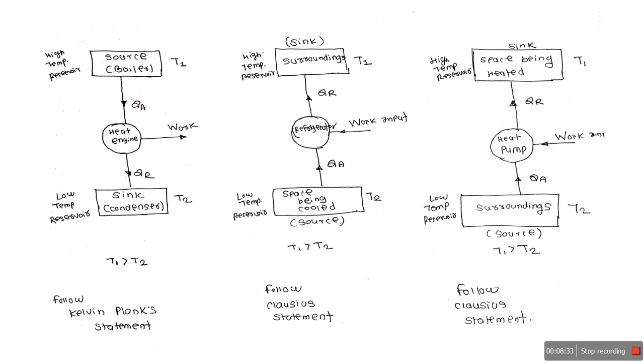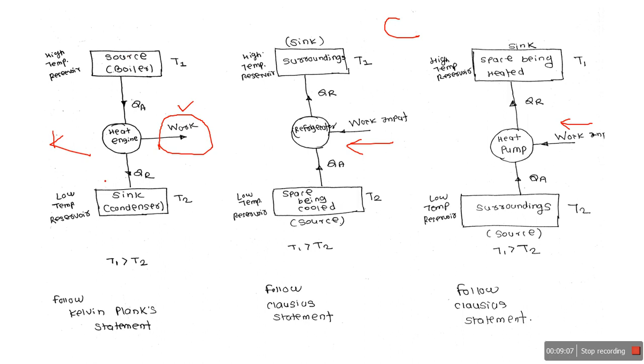You see the comparative difference between three cycles. The heat engine follows the Kelvin-Planck statement. The heat pump and refrigerator follow the Clausius statement. The arrow outward shows a work developing device, and for these two systems the arrow is inward, so they are work absorbing devices. The heat engine follows Kelvin, the refrigerator and heat pump follow Clausius.